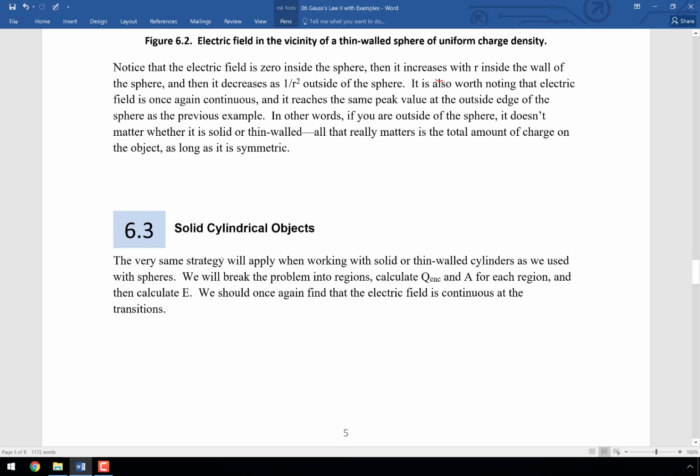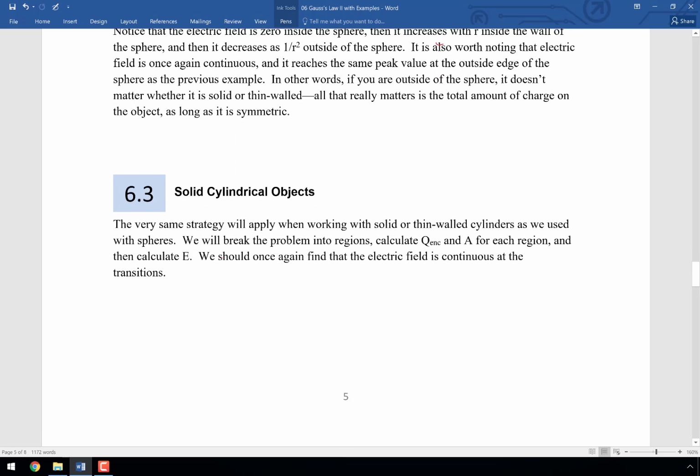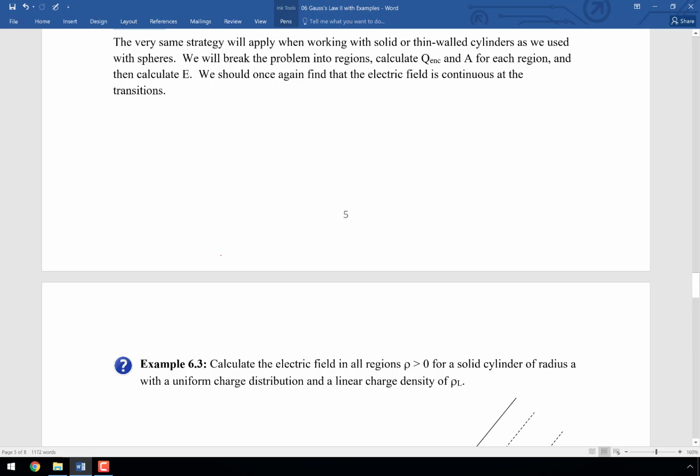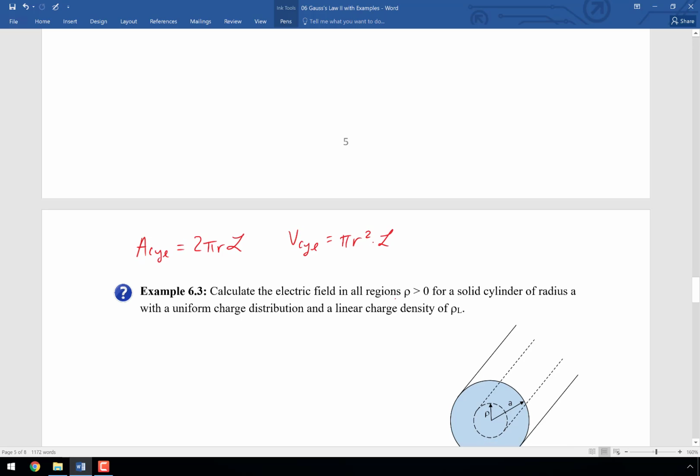Okay, let's talk about cylindrical objects. There's not too much different about cylindrical objects. I'll just make a quick observation here that the area of a cylinder is going to be 2 pi r times L. And sometimes it is 2 pi r times h. My cylinder is laying on the side, so I'm going to call it 2 pi r times L. And the volume of a cylinder is going to be pi r squared times L. So those are going to be good, useful equations to know.